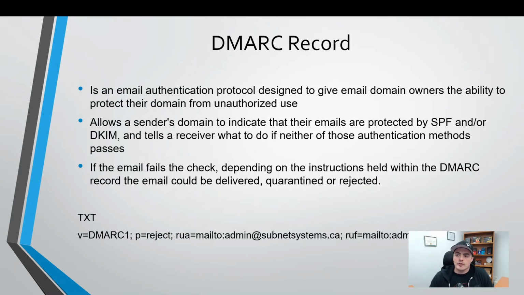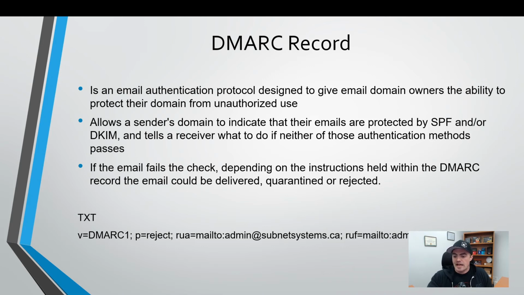Now for the DMARC record, based on the status of the SPF and the DKIM, this is where it tells the email what it's going to do. Is it going to pass it, quarantine it, or reject it? It's a text record that you put into your registrar, and you can see I have an example at the bottom of what it looks like. So I have it set to reject. So if it doesn't pass the SPF, it's just going to reject the email. Nice and easy.